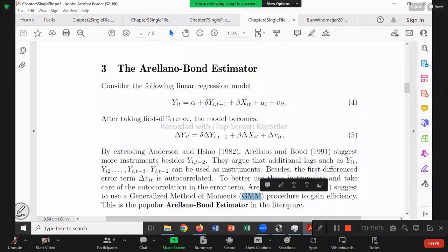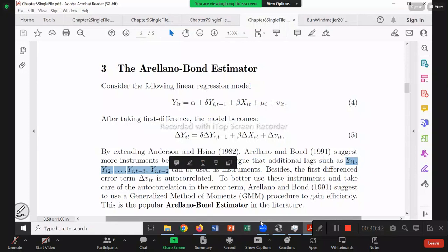So Arellano Bond, 1991, they proposed the GMM by using instruments, for example, all those lags. Anderson and Hsiao only proposed Y t minus 2, only two years ago. And Arellano Bond proposed three years ago, four years ago, actually starting from the first year until two years ago. All those previous years could be used as instruments. And let's use GMM to determine which instruments deserve more weight. That's the solution of the Arellano Bond estimator.